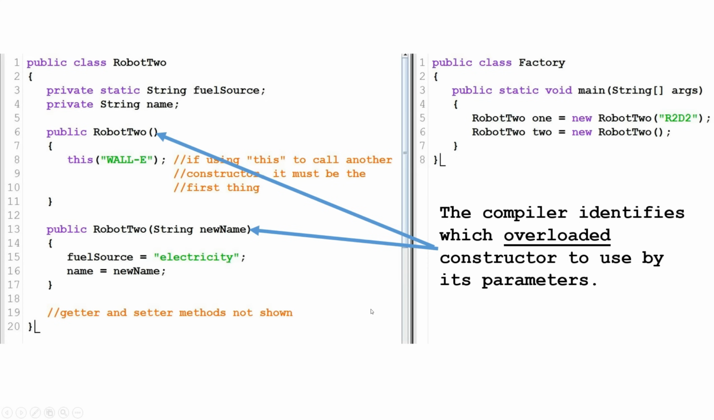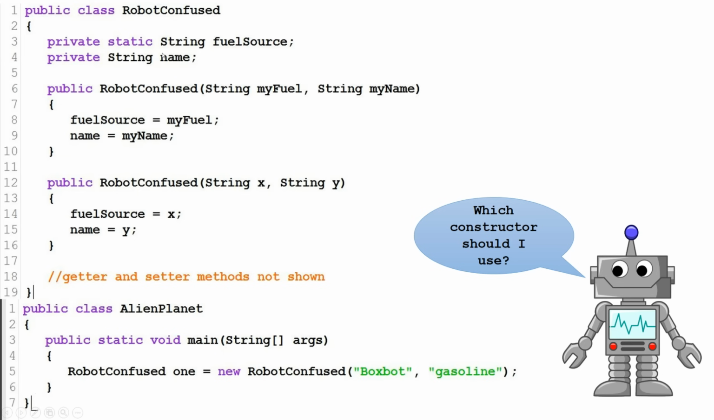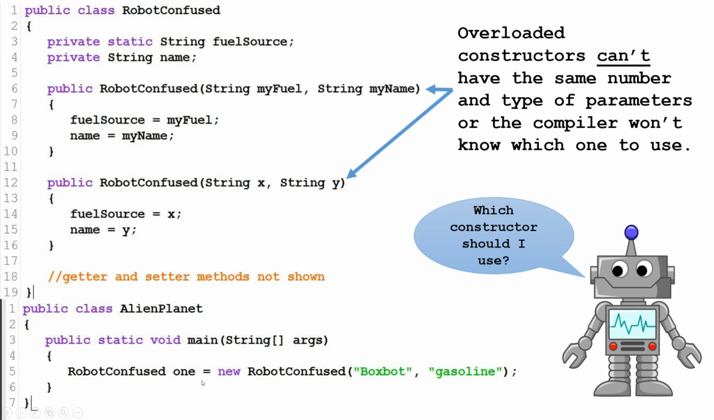So let's look at another example where we can run into a problem overloading constructors. So now we have a class called RobotConfused, and we have a class called AlienPlanet. We've got our two fields, and we've got two constructors. Now these constructors both have two strings. The strings have different names in the parameters, but it's two strings. This is a problem, because when we want to create an instance, we're passing two strings.